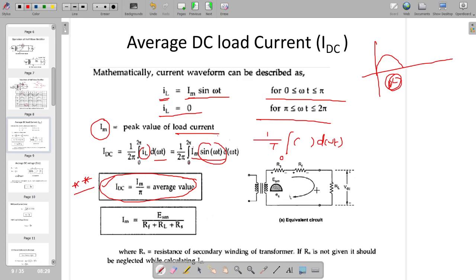I'm considering the secondary side of the transformer during the positive cycle. The current flowing through the network is IL. This is RS, the resistance of the secondary, and RF is the resistance offered by the diode. This is the load resistance. So we need to know Im is equal to Vsm upon RF plus RL plus RS.